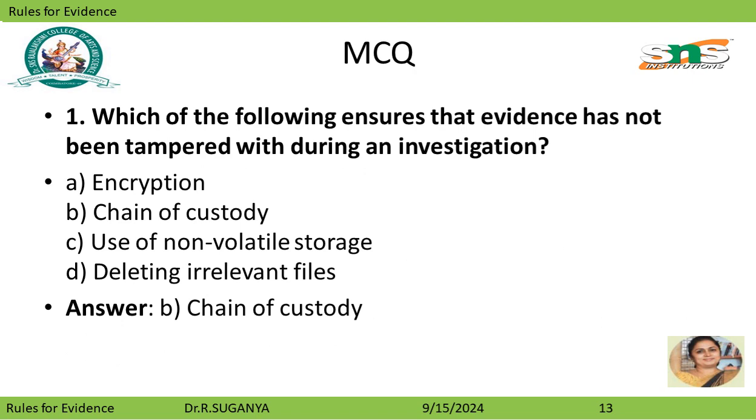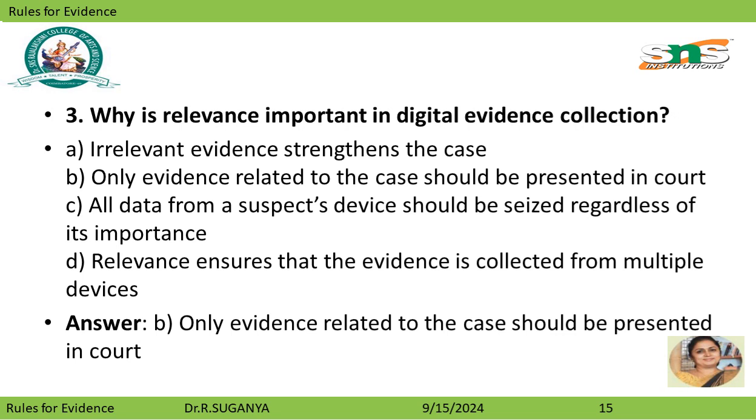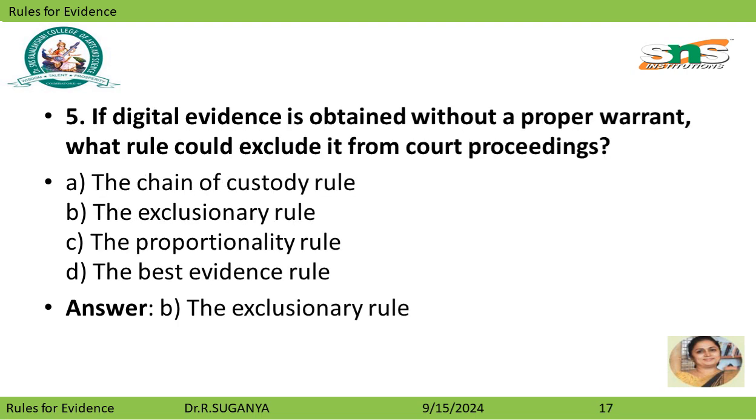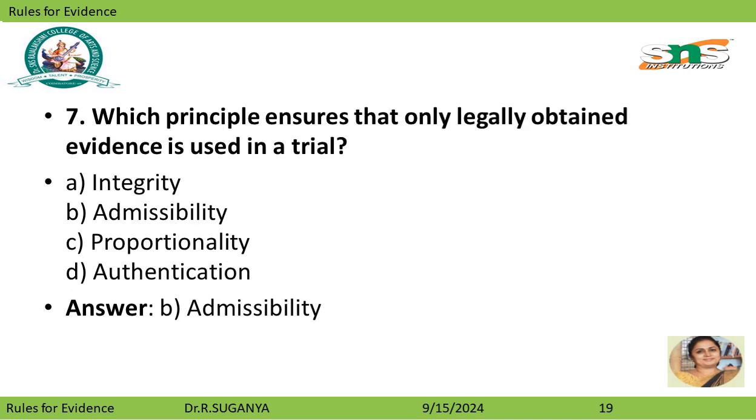Which of the following ensures that evidence has not been tampered with during an investigation? What is the best evidence rule required when presenting digital evidence in court? Why is relevance important in digital evidence collection? Which rule of evidence ensures that data collected is reliable and accurate? If digital evidence is obtained without a proper warrant, what rule could exclude it from court proceedings? What is the purpose of creating a forensic image during digital evidence collection?